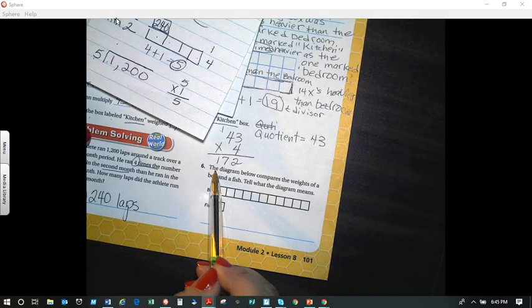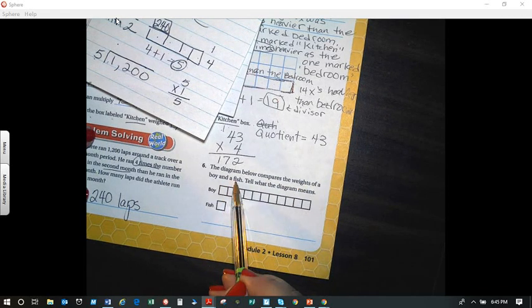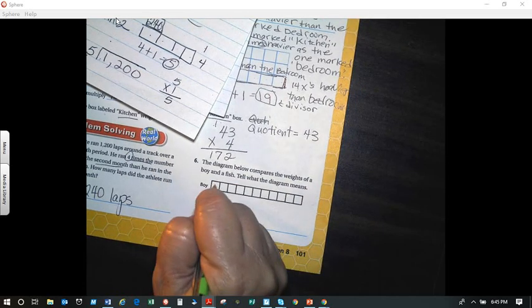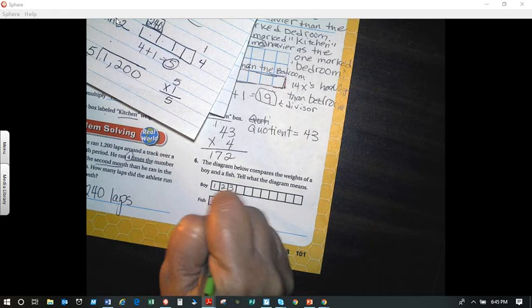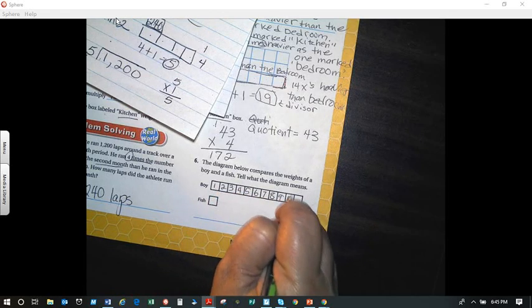Here it says the diagram below compares the weights of a boy and a fish. Tell what the diagram means. Okay, so how many do I have? So I'm going to count it. 1, 2, 3, 4, 5, 6, 7, 8, 9, 10, 11.